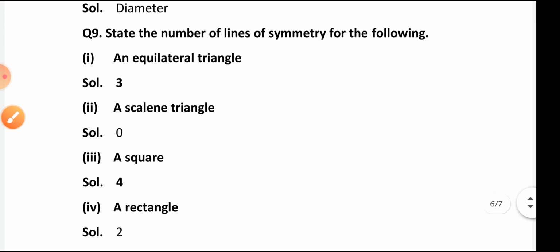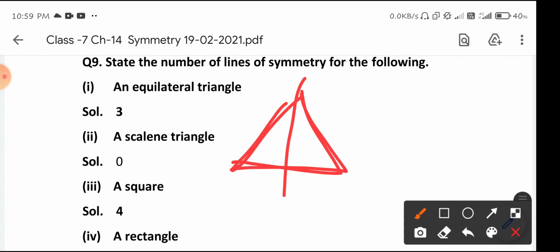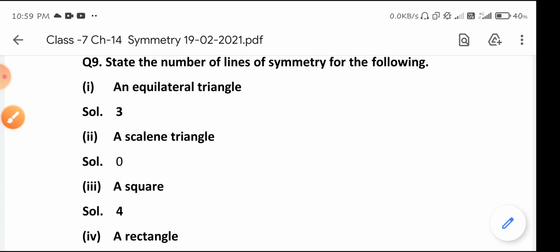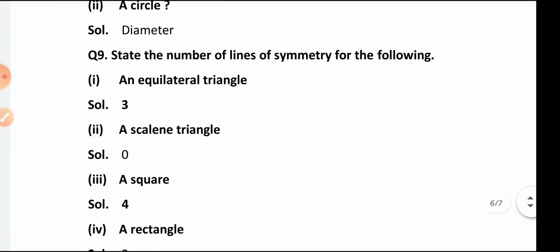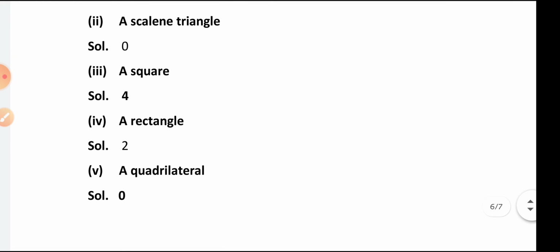Then question number 7, state the number of lines of symmetry of the following. An equilateral triangle. See, an equilateral triangle, how many sides are there? 3 sides. So the line of symmetry is possible in how many ways? 3 ways. Scalene triangle, we already saw in question number 6. Scalene triangle means in which all the sides are not equal. It means no line of symmetry is possible. Then square, how many? 4. Then rectangle 2, and quadrilateral it will be 0 only.